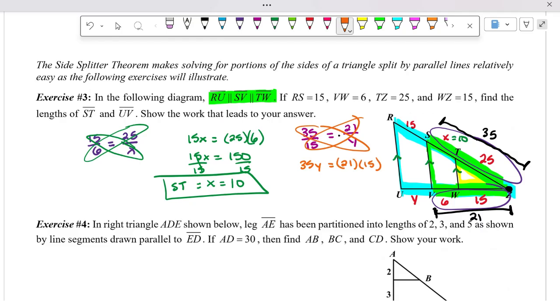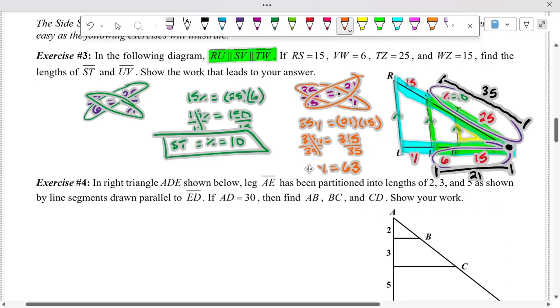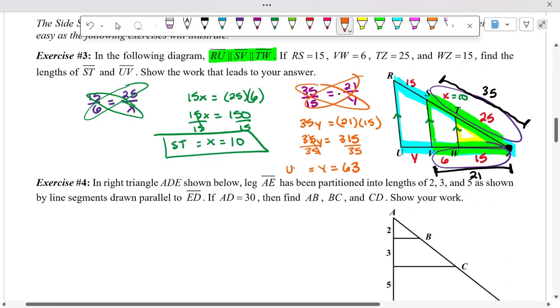What's 21 times 15? 315. So I got 35y is equal to 315. Divide both sides by 35. What's y equal? It's 63. Good. So 63 is equal to y, which is also the length of UV.